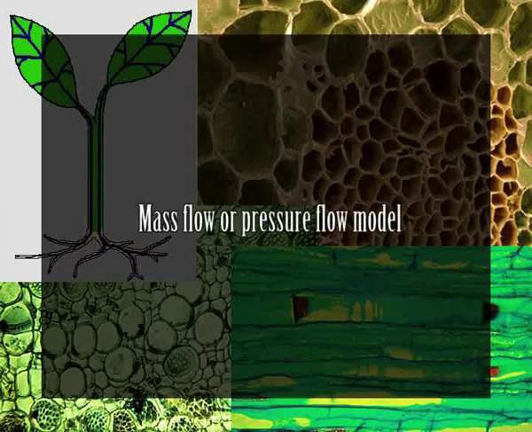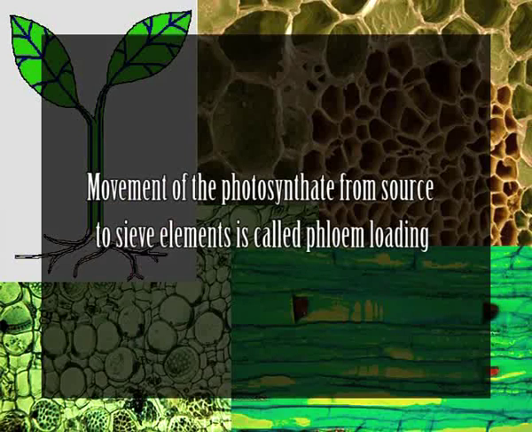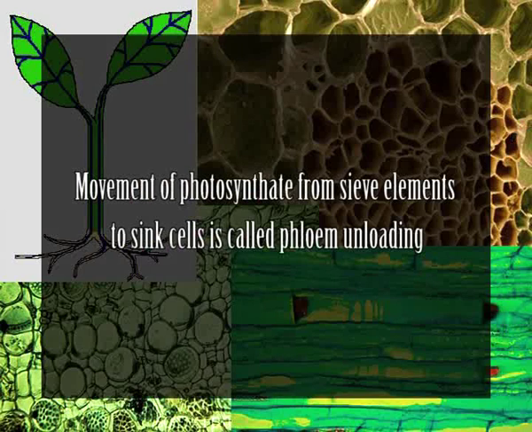Now, mass flow or pressure flow model. The mechanism of phloem transport in angiosperms is best explained by the pressure flow model. In sources, energy is necessary for the movement of photosynthates from producing cells into the sieve elements. This movement of the photosynthate from source to sieve elements is called phloem loading. In sinks, energy is essential for some aspects of movement from sieve elements to sink cells. The movement of photosynthates from sieve elements to sink cells is called phloem unloading.